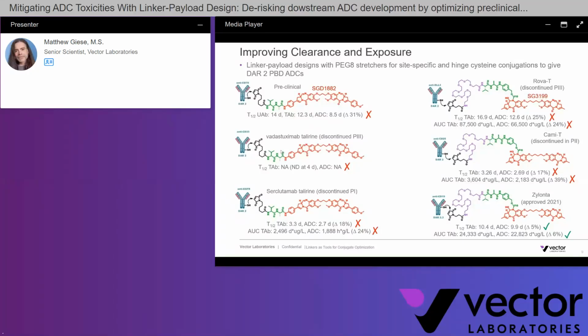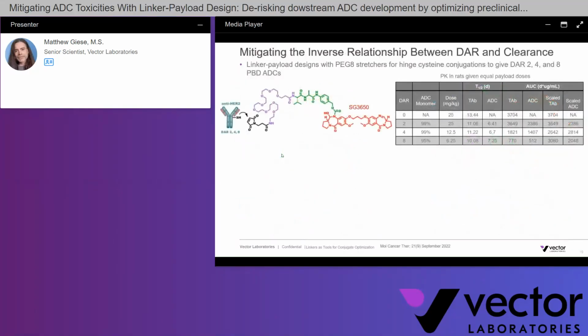So this example demonstrates that this optimal linker payload design can be coupled with a conjugation strategy to improve the PK parameters that can sometimes be indicative of off-target toxicities. This is a good example from AstraZeneca showing that the inverse relationship between DAR and clearance can be mitigated with a linker payload that incorporates a PEG-8 stretcher. In this case, the linker payload can be compared to tesirine, how it uses this less potent and less hydrophobic cytotoxin, SG3650.